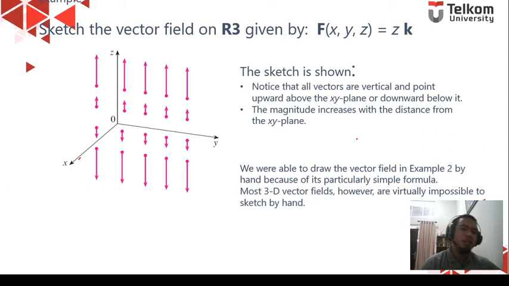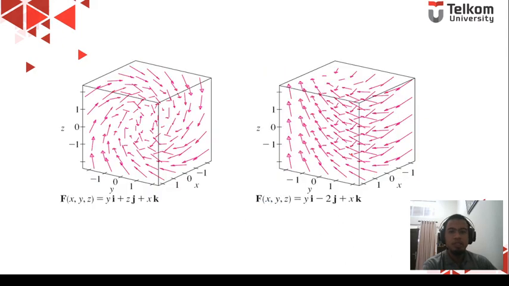This is very simple, but how about the next one? If we would like to make f(x,y,z) equal to yi plus zj plus xk, how can we draw this one? We cannot sketch it by ourselves, which means that we need the computer to represent the vector field.